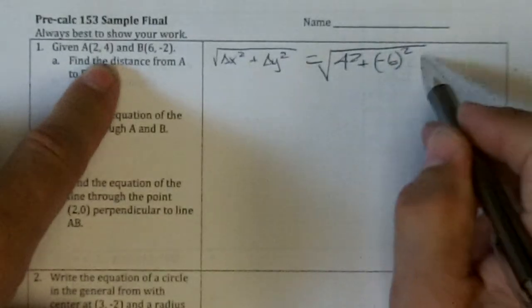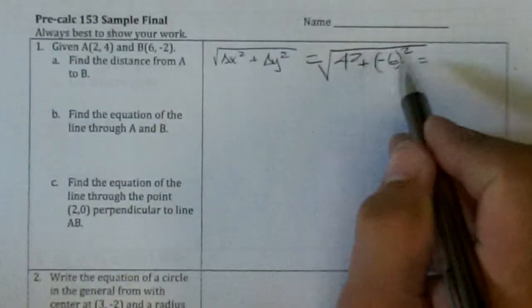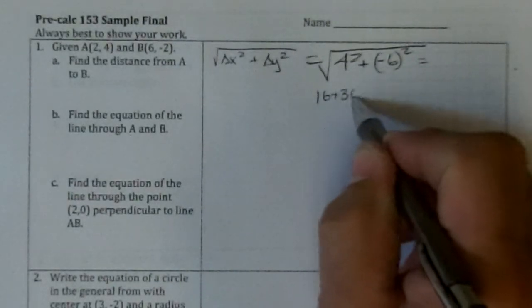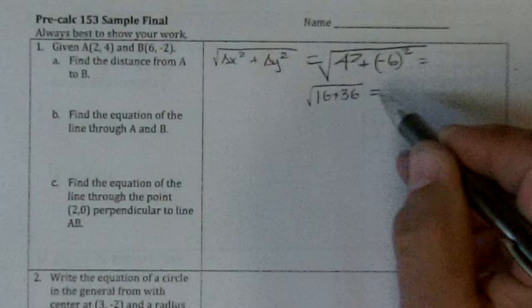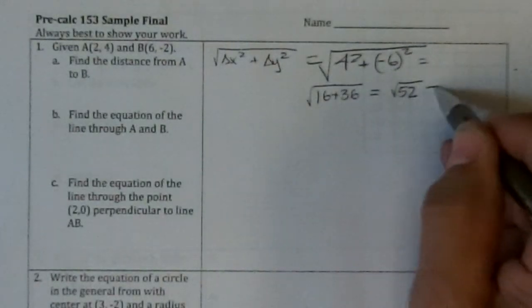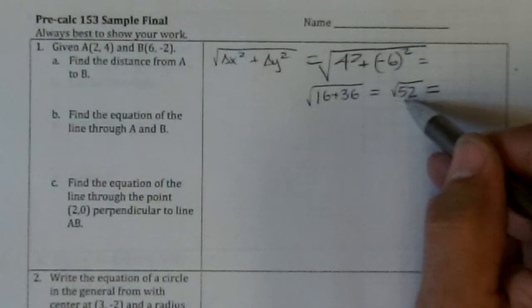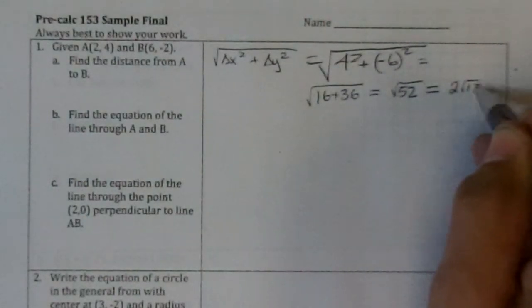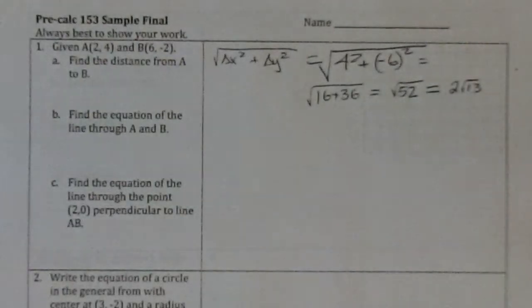We add those, and we get 16 plus 36, which is 52. And if you break that down, 4 goes in that. That'd be 2 square roots of 13. 4 times 13 is 52.